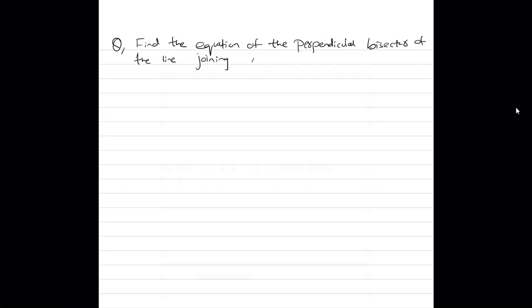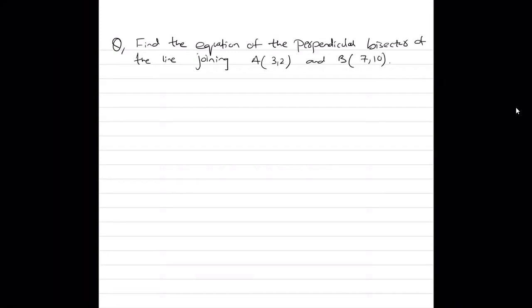Alright. Find the equation of the perpendicular bisector of the line joining any 2 points. Let's say A is (3, 2) and B is (7, 10). So I need to find the equation of the perpendicular bisector this time.